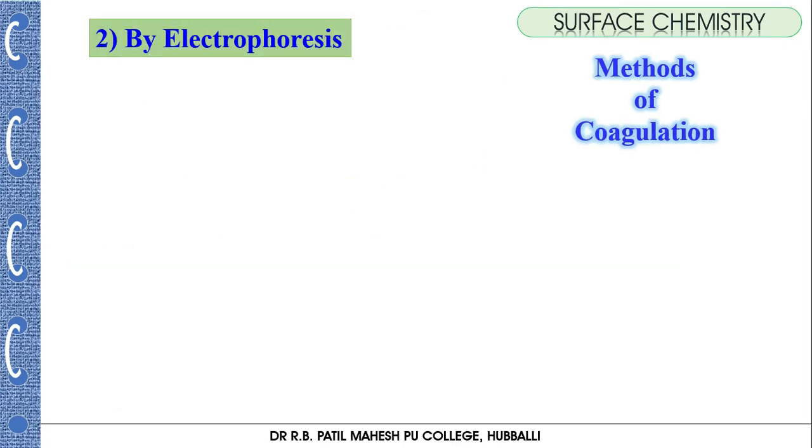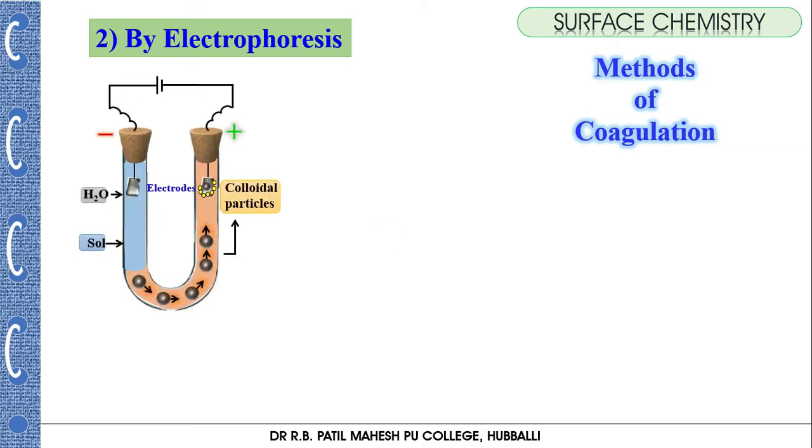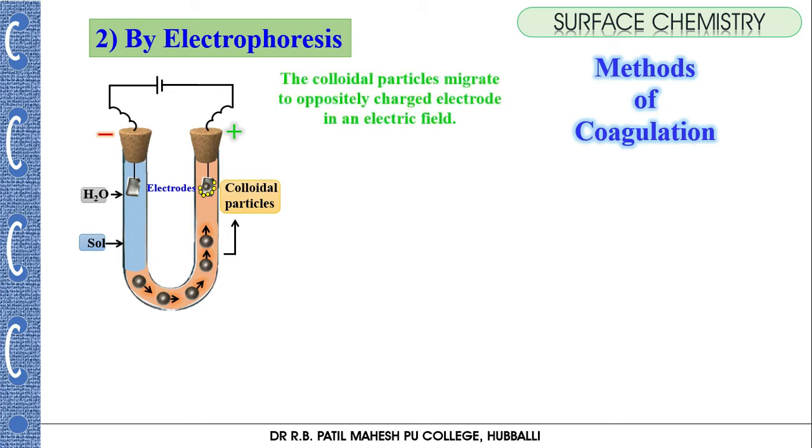The second method is by electrophoresis. Students, you already studied the process of electrophoresis. Electrophoresis is nothing but movement of colloidal particles under the influence of an applied electric field. As these colloidal particles move towards the respective oppositely charged electrode, their charge is discharged and those particles aggregate, thereby leading to the formation of coagulation.